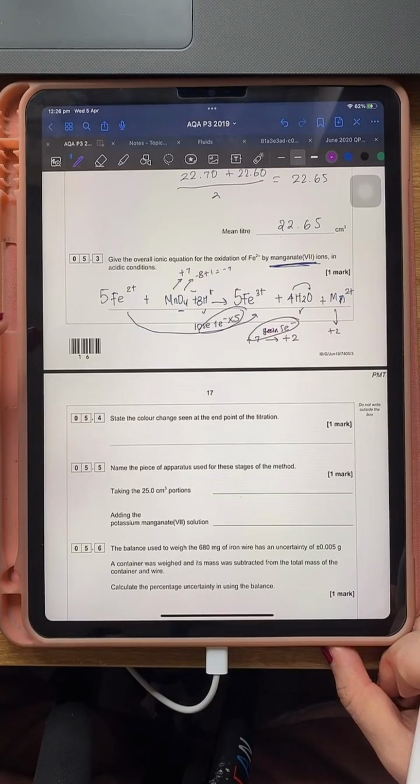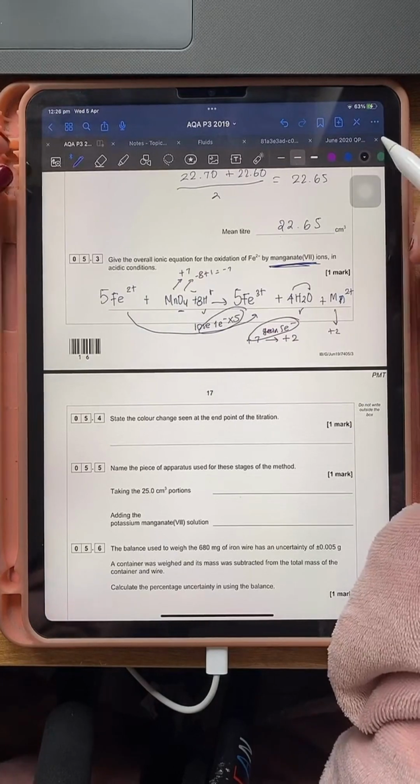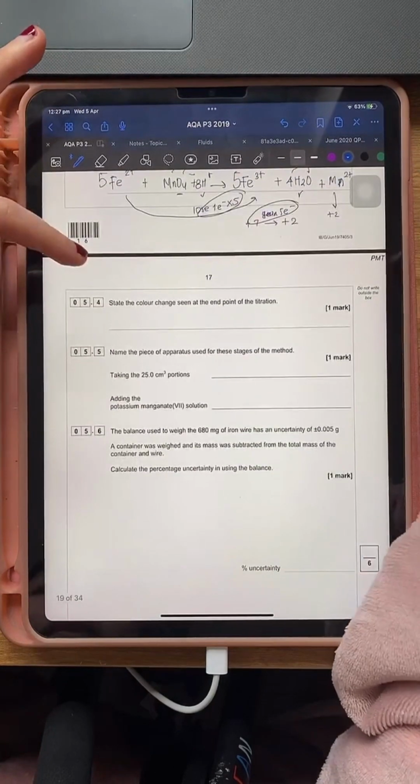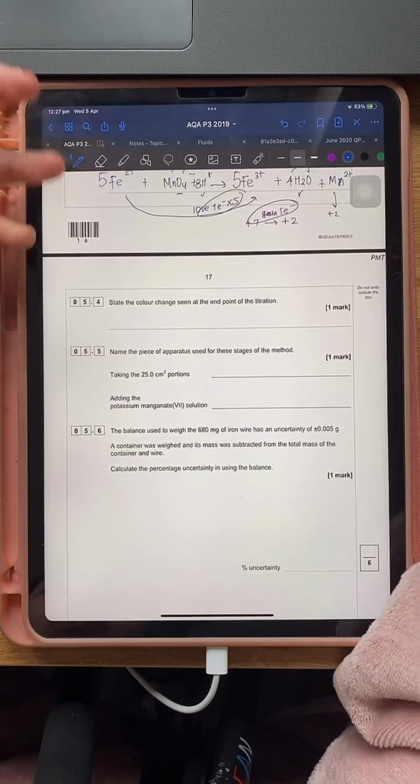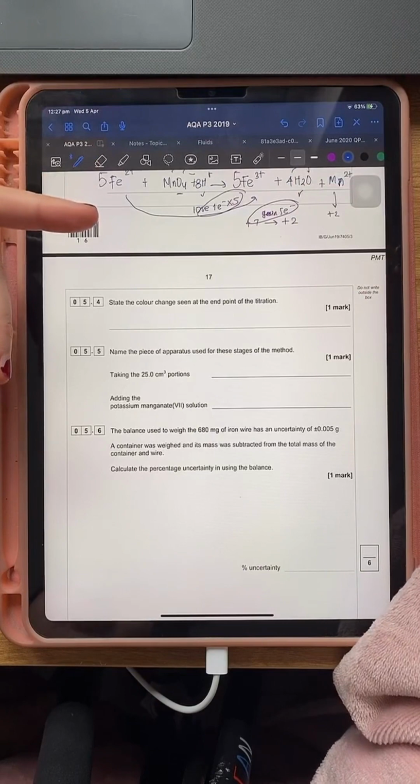State the color change seen at the end point. So we're using potassium permanganate, and that goes from pink to colorless. So here you will have colorless.